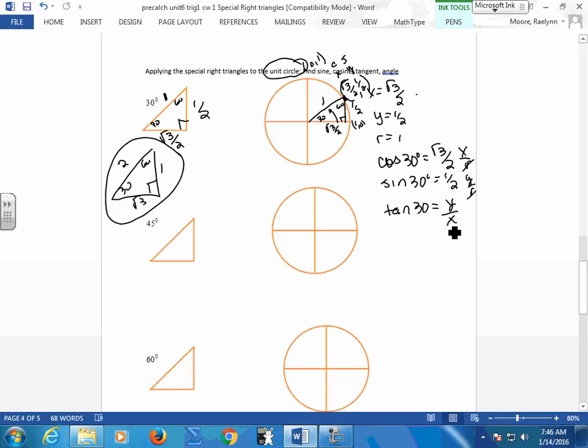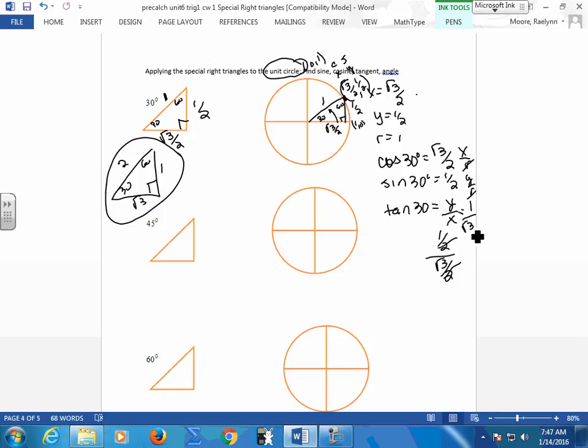What's my y value? 1/2 over radical 3 over 2. To cancel out the 2's, because I'm going to flip it over. And what's my tangent? 1 over square root of 3. I'm on a unit circle.